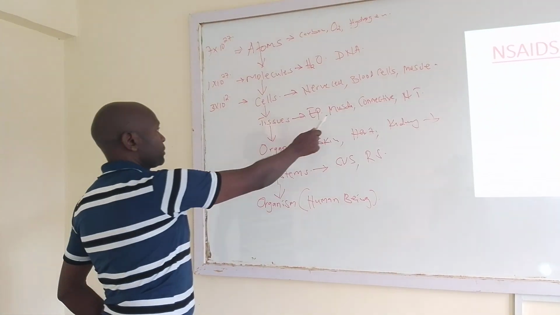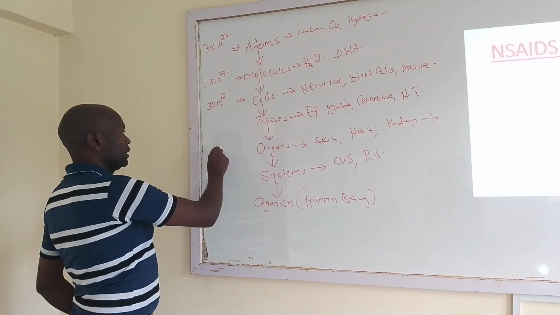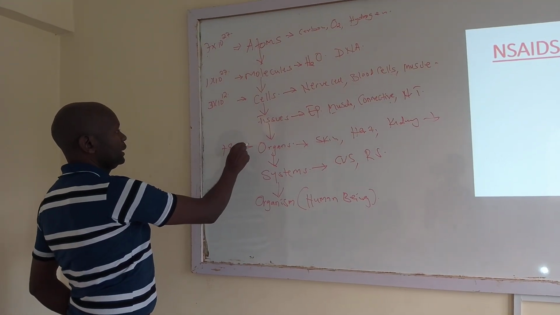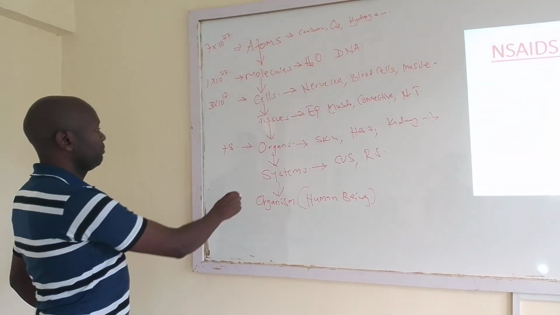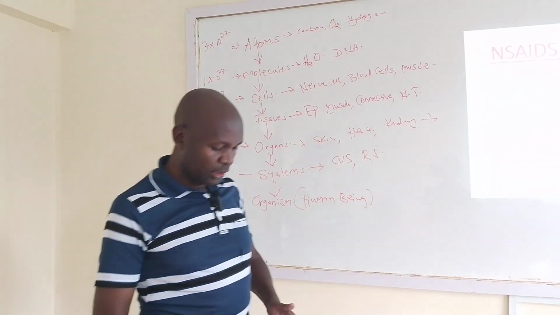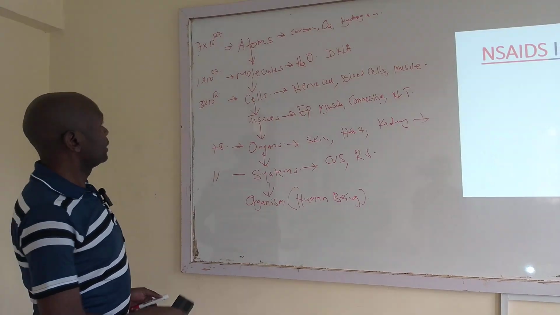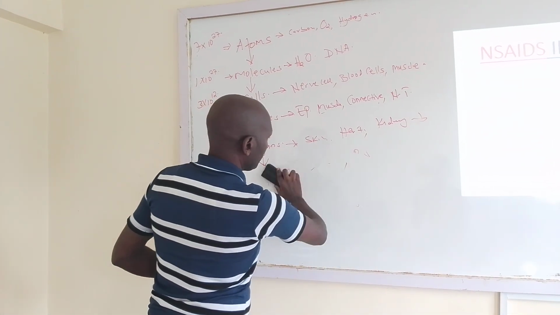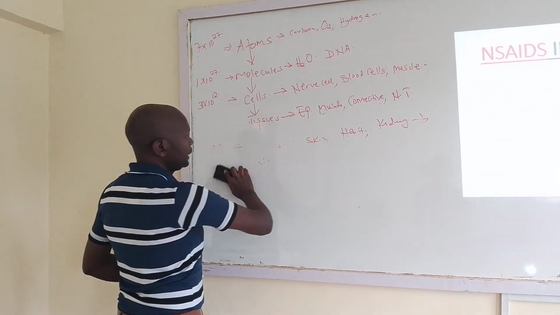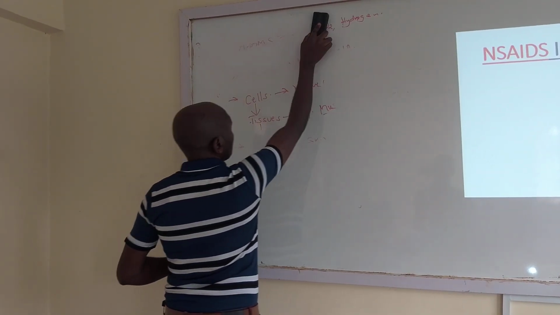Then we have 4 types of tissues. We have about 78 organs in the human body. Then we have about 11 systems, 11 systems in the human body. So this gives the basic organization of the human body. And therefore, I want us to look at the cell.